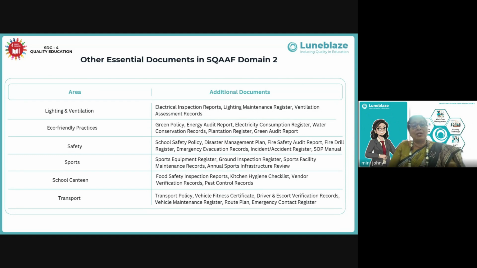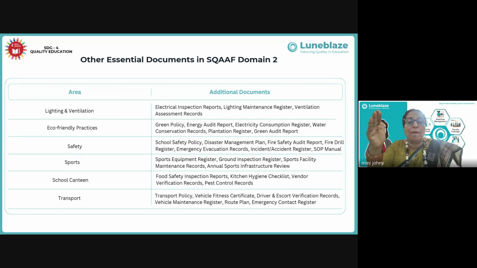Eco-friendly practices. What is our green policy? How is our green sustainability? Do we have an energy audit report? Our children unnecessarily switch the fans on and off. Who is in charge of that? Energy audit report. Please have control.